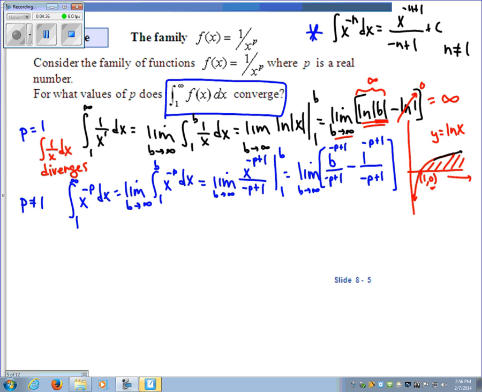Okay. Now I notice I have that 1 over minus p plus 1, it's the denominator in both of those two terms. I'm going to go ahead and just pull that out in front. So this is going to be the same thing as 1 over minus p plus 1 times the limit, I can just pull it all the way out of the limit, b to the minus p plus 1 minus, now let's look at this next.